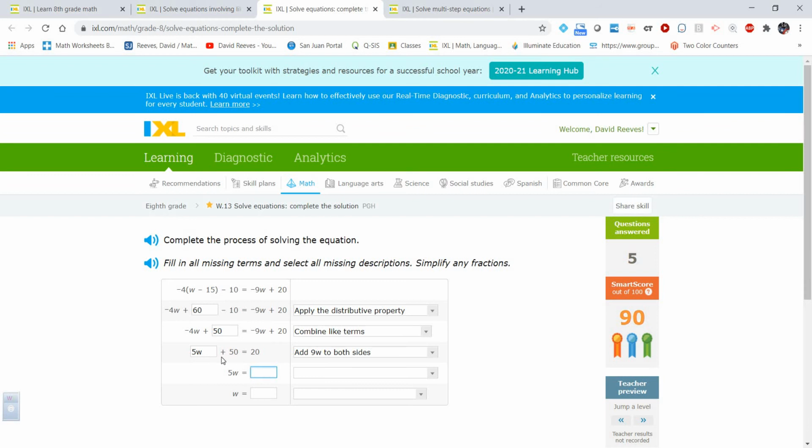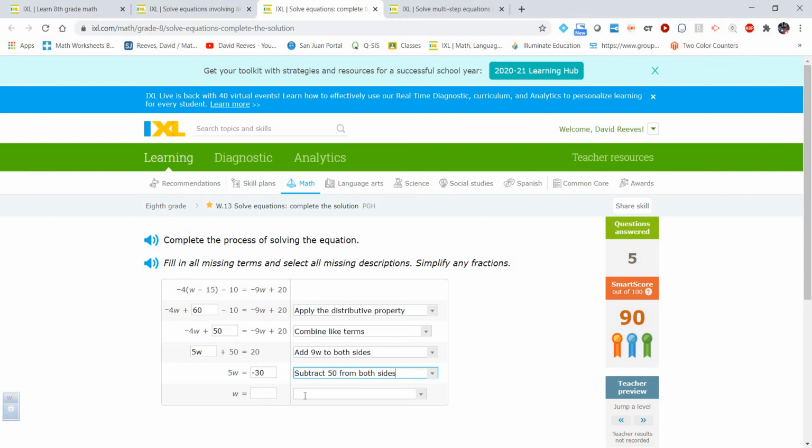All right, now we've got 5w plus 50 equals 20. Now we're finally down to those two-step equations, right? Opposite operations in the opposite order. The opposite of multiplying by 5 is going to be dividing by 5. The opposite of adding 50 is going to be subtracting 50. And 20 minus 50 is negative 30, so we subtracted 50 from both sides.